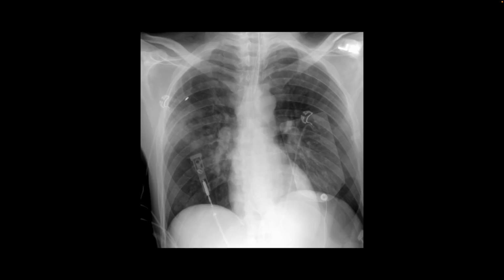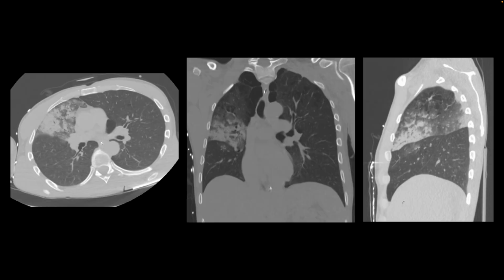This is our next patient. Here we see patchy opacity in the right upper to mid lung zone, and again we performed a CT, and the CT shows consolidation, which is patchy, involving the right upper lobe. And so this finding is consistent with a pneumonia.